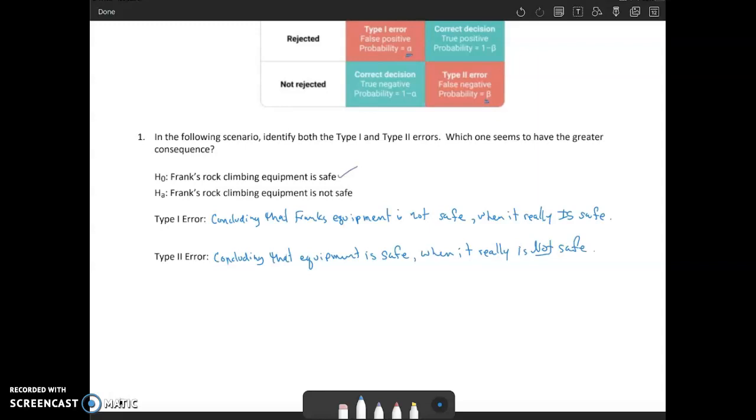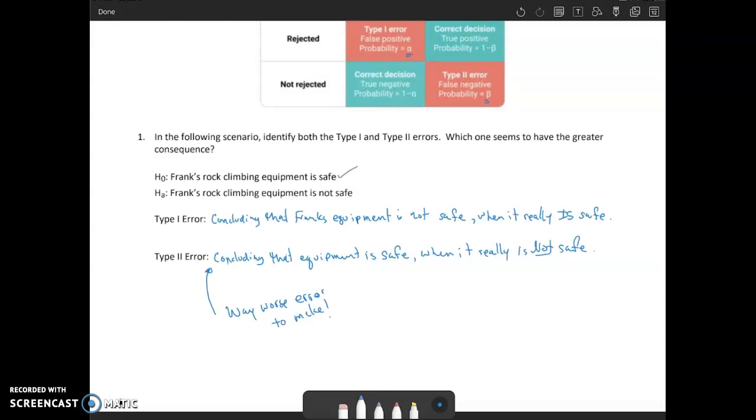So which one of these will have the greater consequence? In this particular case, it would be a much bigger problem to make this type 2 error. This would be a way worse error to make, right? Concluding that it's safe. If you conclude it's safe, then Frank's going to hook it all up and he's going to go rock climbing, but his equipment really isn't safe. Frank could be in big trouble in this case if we make this type of error.